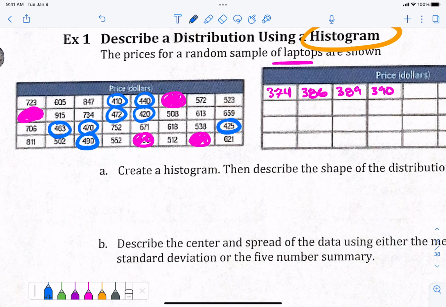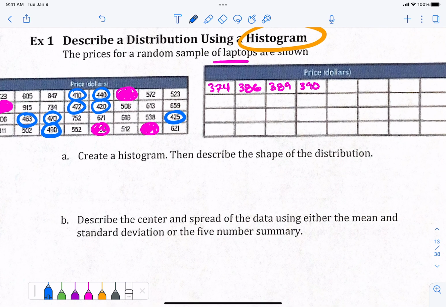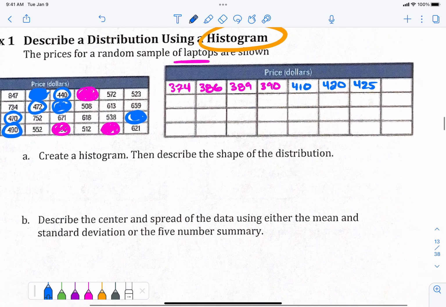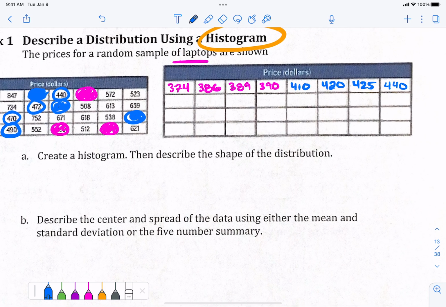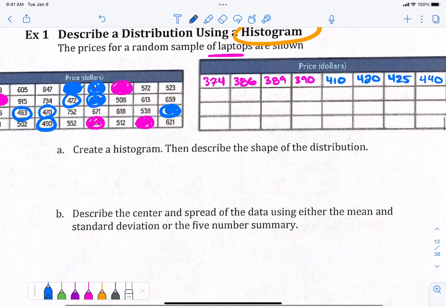No. Okay, let's put those in order. There are, I don't know, like 8 of those numbers. 410 is the first one. Then 420, I think, is the next one, then 425. Then 440. Then 463. We've got a 470, a 472, and a 490. Did I get all of them? I think that's all of those.